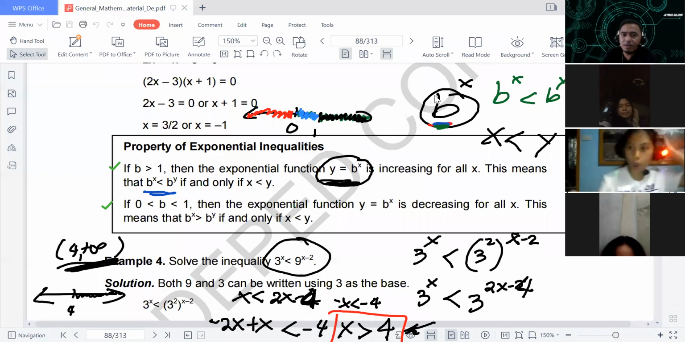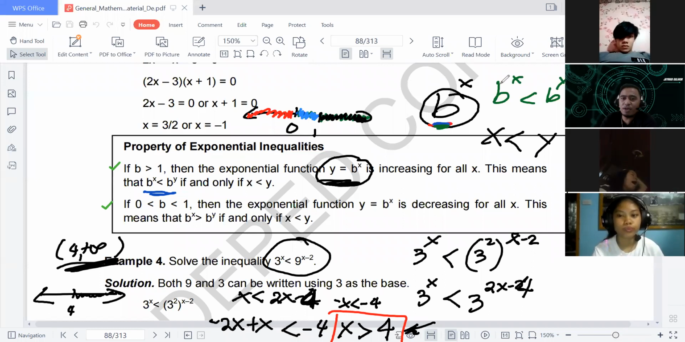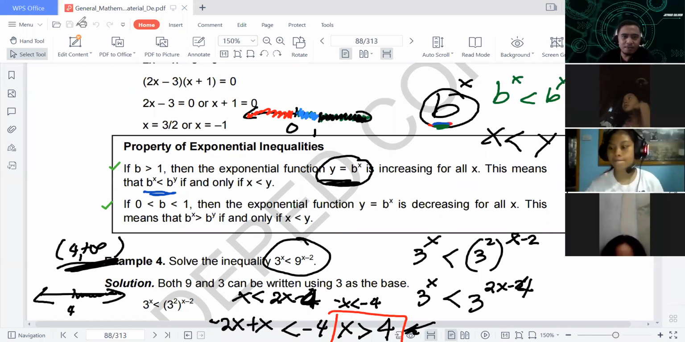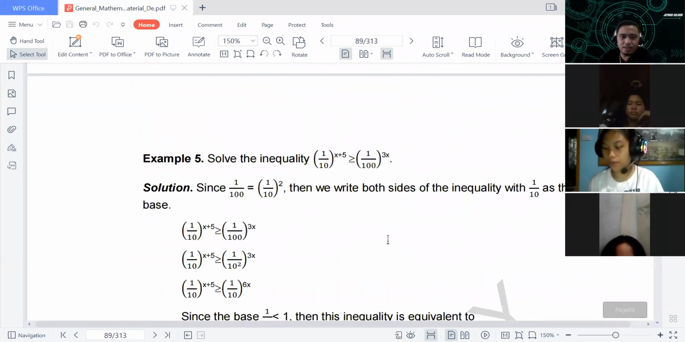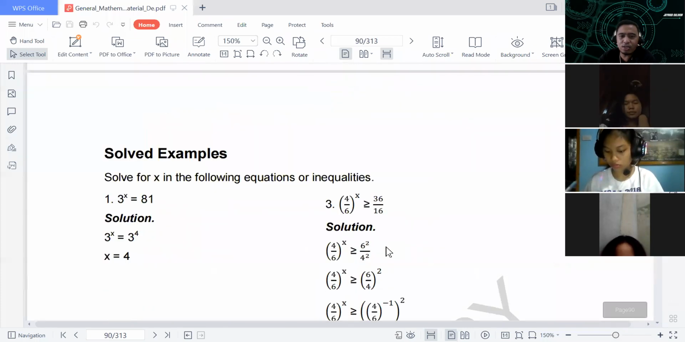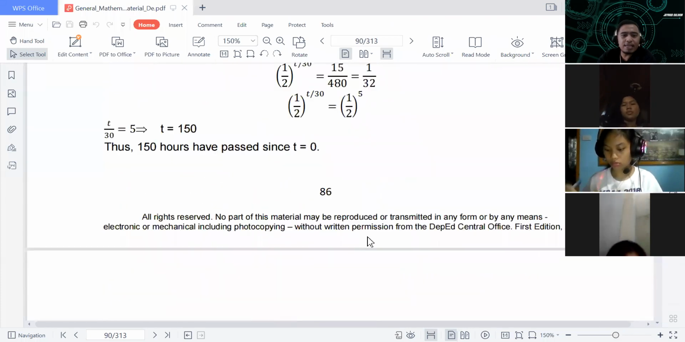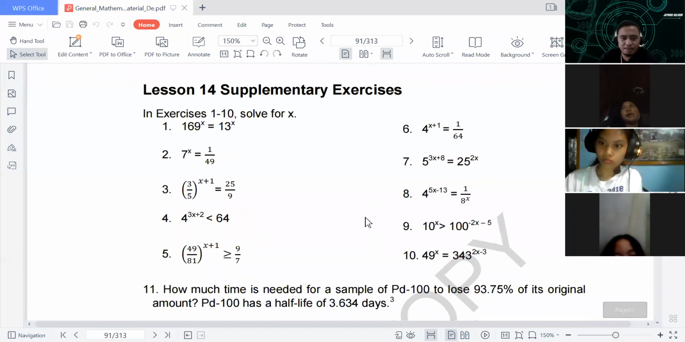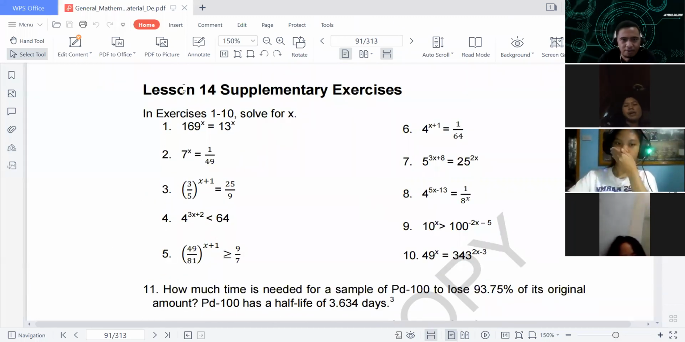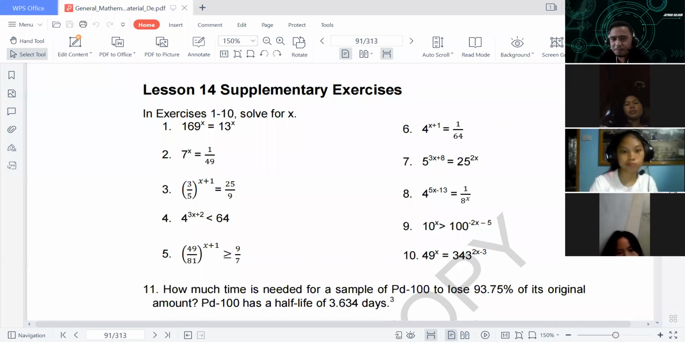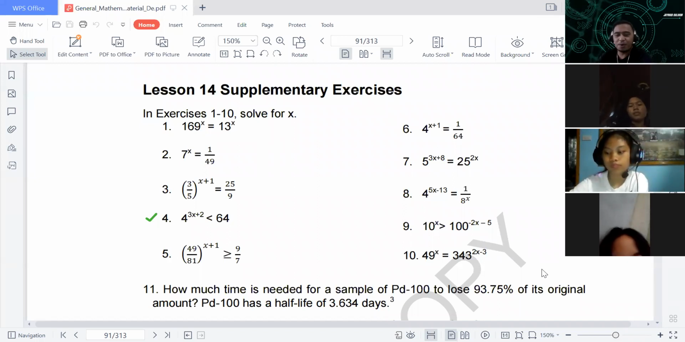Okay? Question? Let us have one more example. Another example here, in the supplementary exercises. Can you tell me what number has the rational inequality there? Number 4. Okay, number 4. So let us answer number 4. Can you help me?